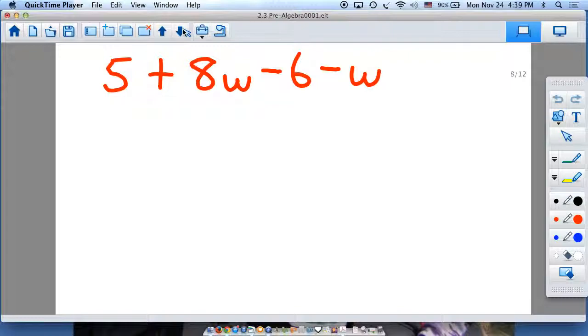Let's try this one. If I'm doing this one, I'd add 5 minus 6. So 5 minus 6 gives me a negative 1. Those are the constants. Now let's put the like terms of the variables together. So 8w minus w. 8w minus 1w would give us a positive 7w. So our answer would be negative 1 plus 7w.